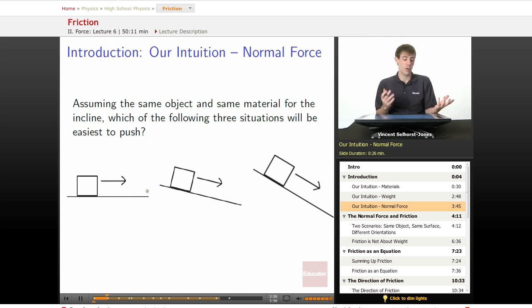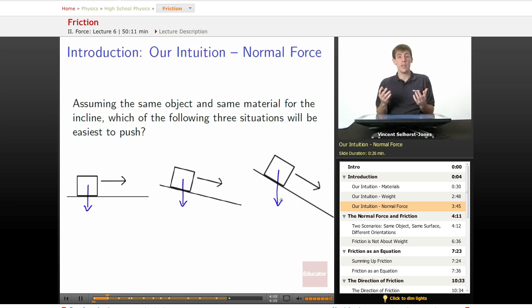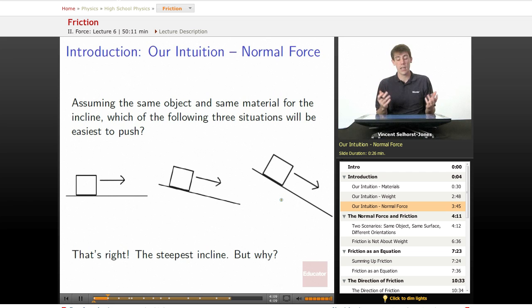Now we're going to start talking about the normal force. Which one of these would be the easiest to push? In all of them, gravity is pointing straight down. But which one of them would be easier? Which one would you expect to? Just like you'd expect, the steepest incline.